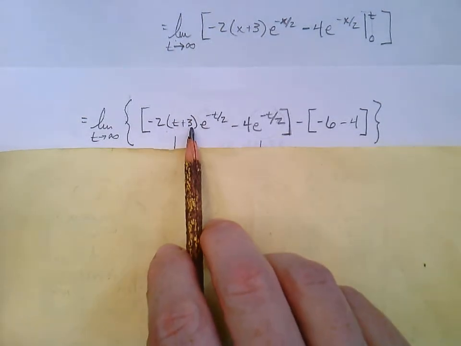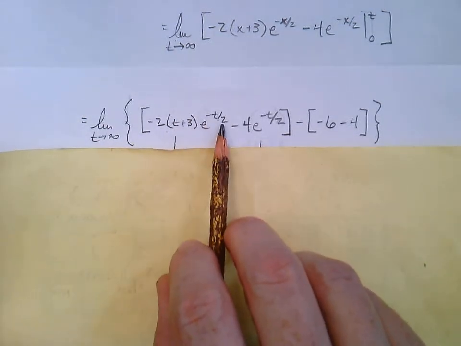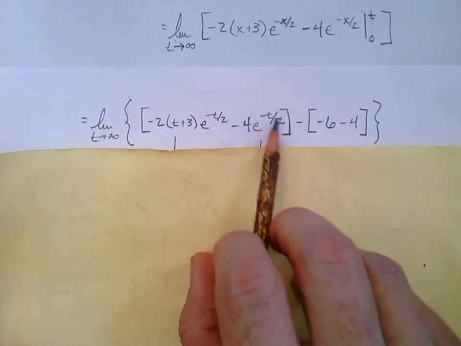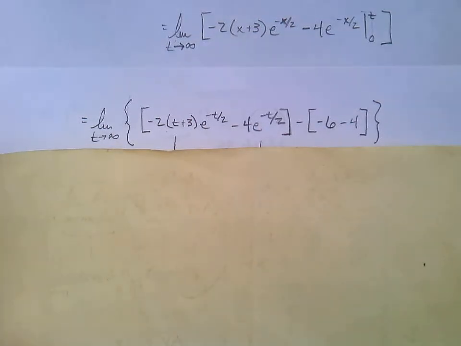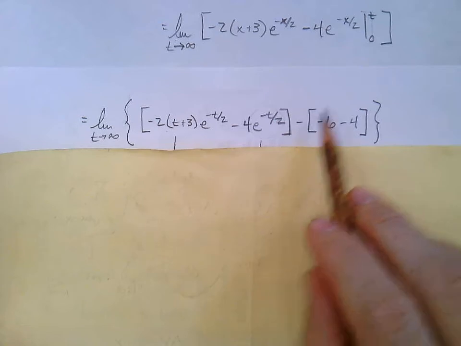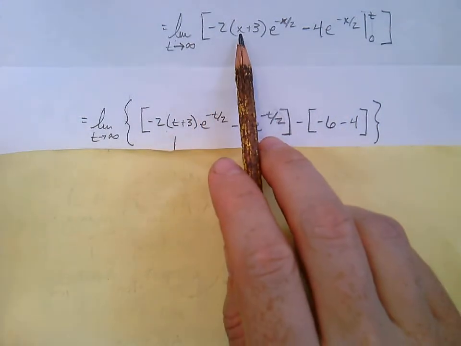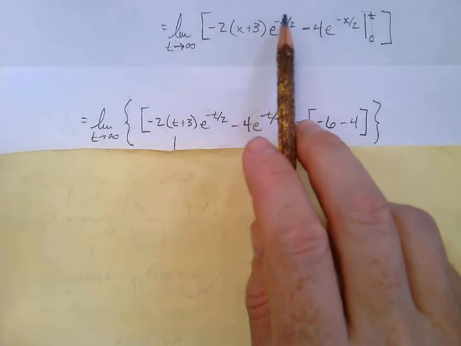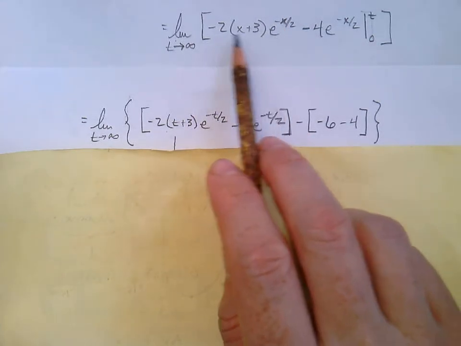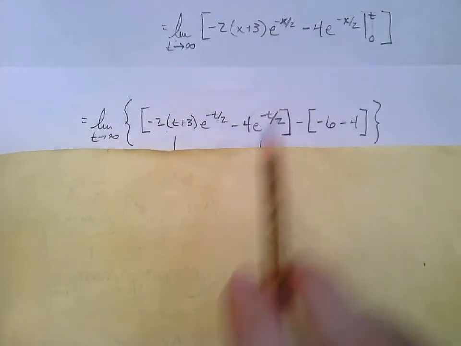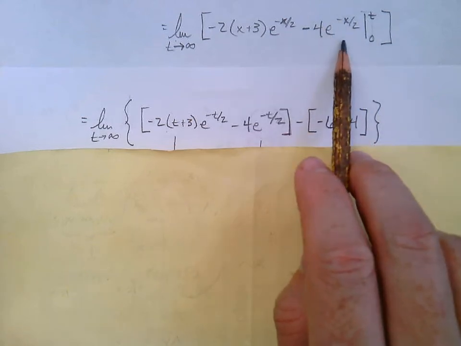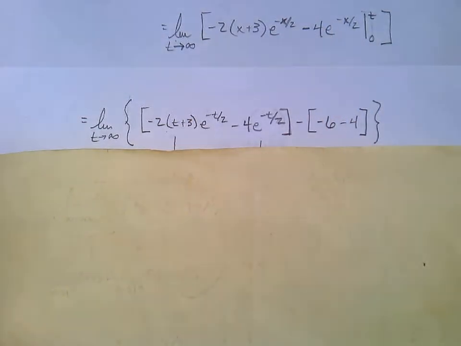Negative 2 t plus 3 e to the negative t over 2 minus 4 e to the negative t over 2. Minus, and we'll plug in the 0. Well, 0 goes in there and there. Then this whole thing would be 1. We'd have negative 2 times 3, negative 6. And if a 0 goes in here, then all of that is 1, so minus 4.